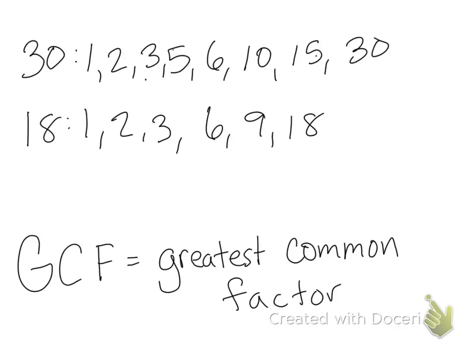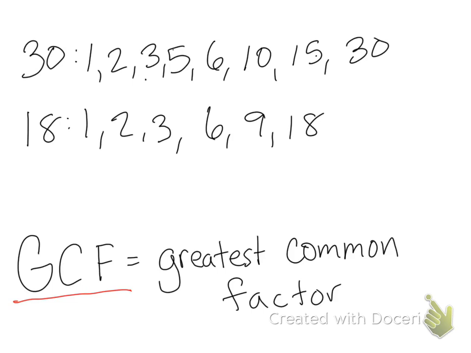The second part of this lesson is on finding the greatest common factor. The greatest common factor is a factor that both numbers have in common and it's the biggest number they both have in common. Greatest common factor is often shortened into GCF.